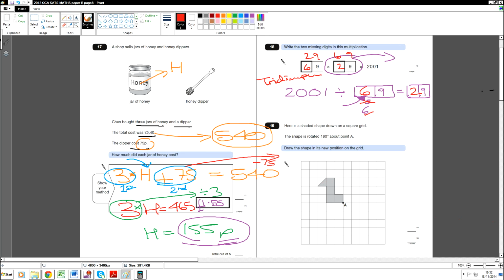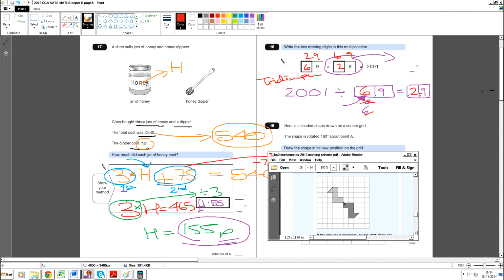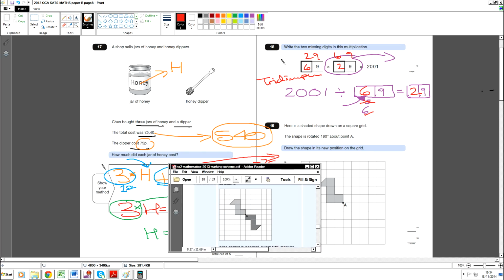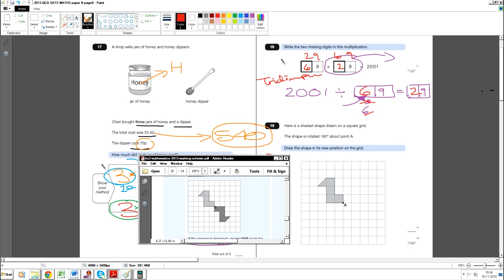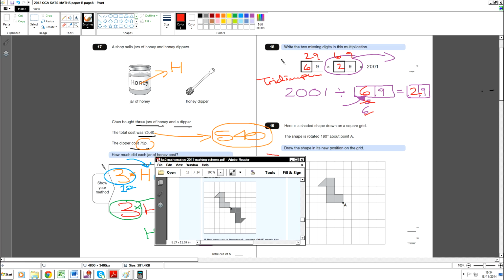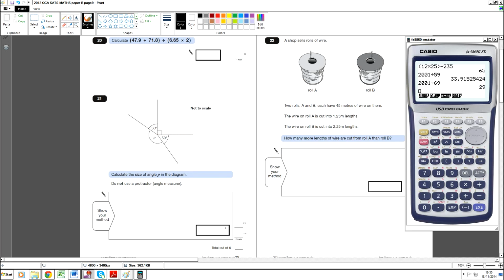Now, question number 19 is a bit difficult for me to draw. I'm going to pause the video and give you the answer in a second. Okay, folks, this is what the answer should look like for question number 19. I've overlaid it onto the answer over here. So there's the original question, and the answer should look like that.